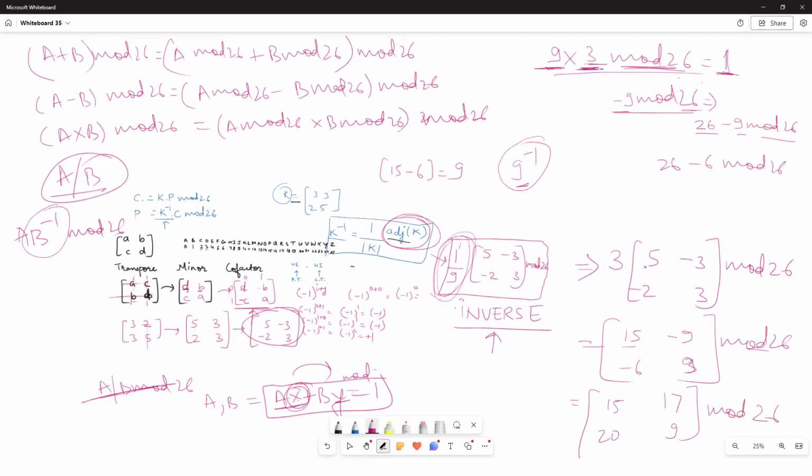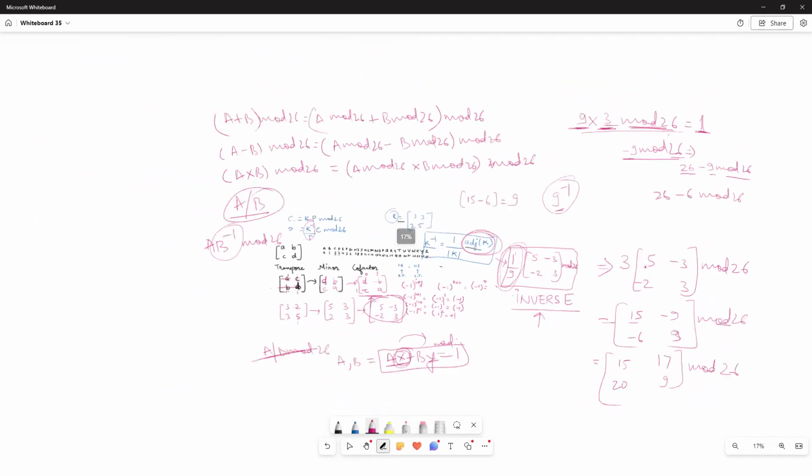So we just calculated this part, K inverse. What we are still left with is multiplying it with the ciphertext under mod 26 in order to get the plain text. So this is our key inverse that we got. Our plain text is K inverse, which is 15, 20, 17, 9, times our ciphertext, HI, if you remember, that we solved, which was 7, 8.